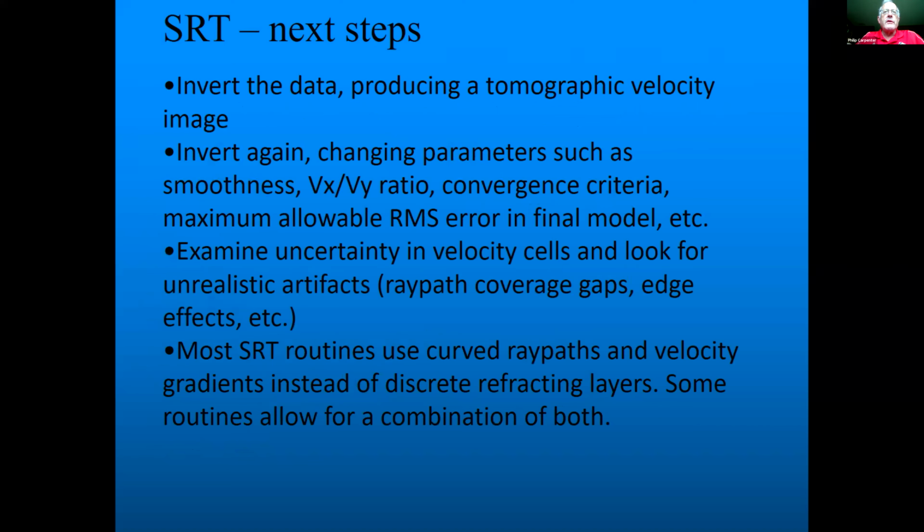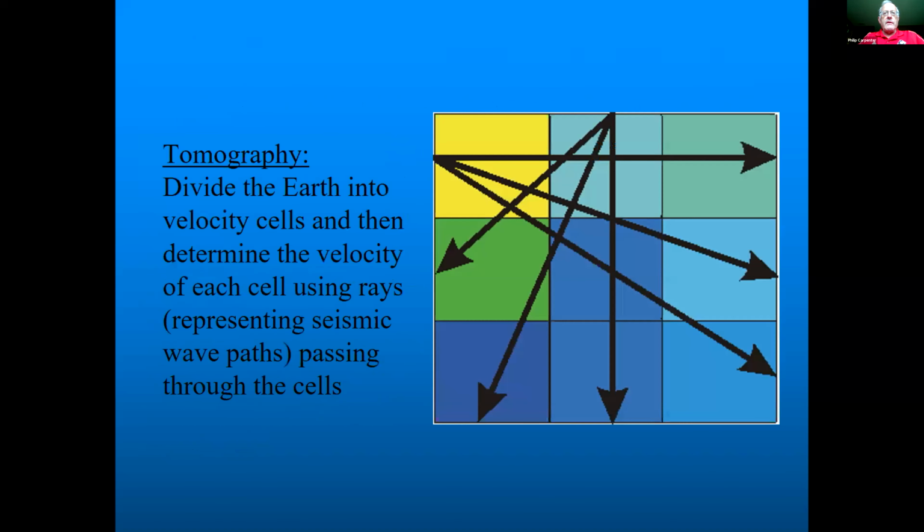So here's some more information on that. So basically you're looking at the Earth like this. So you're firing these seismic waves through the ground. You're turning the Earth into little blocks like this. And then you're figuring out the velocity of each block. They call them velocity cells.